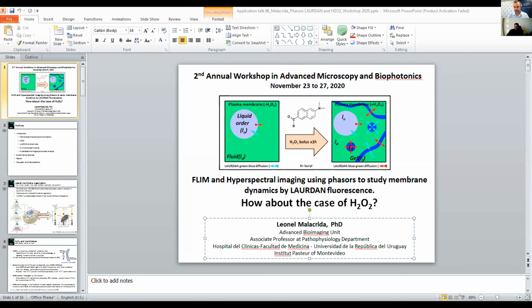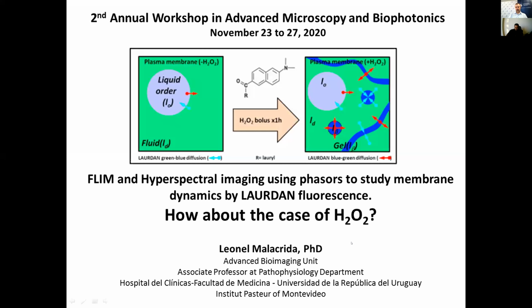The combination of spectral and lifetime will help us in this case. As I said today in the morning, Laurdan is really a wonderful dye. And I will try, if I have time, to make a point about this, because I think this is very important, and there is some confusion in the community about the use of Laurdan. In this case, what I wanted to do is understand the effect of hydrogen peroxide in the membranes.